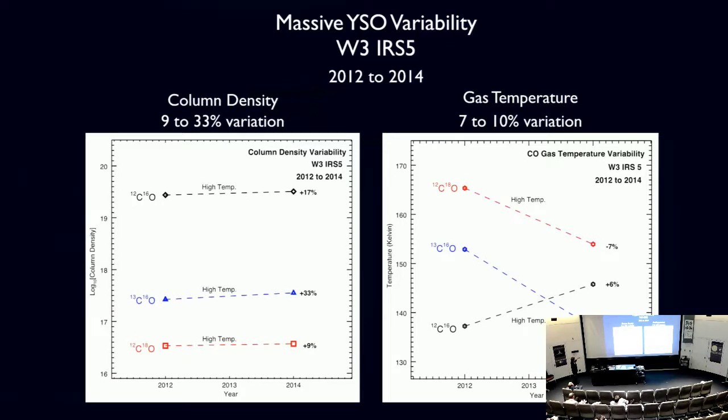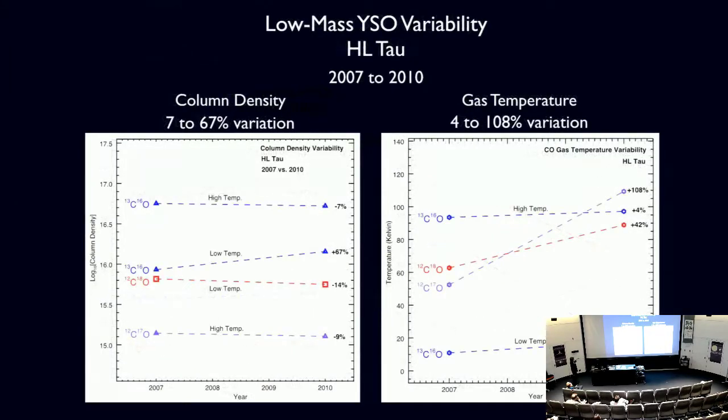And here you see, from 2012 to 2014, high temperature gas changed by 7%, 6%, and 10%. This is gas temperature variability, and this is log space, by the way. So that's why it doesn't look as much. And this is column density. For HL Tau, for example, 7 to 16% variation in column density, and 4 to 100% to 108% variation in temperature. Again, log space here. So we have 67% for low temperature gas for 12 to 13C16O. So a lot of change in a short period of time.